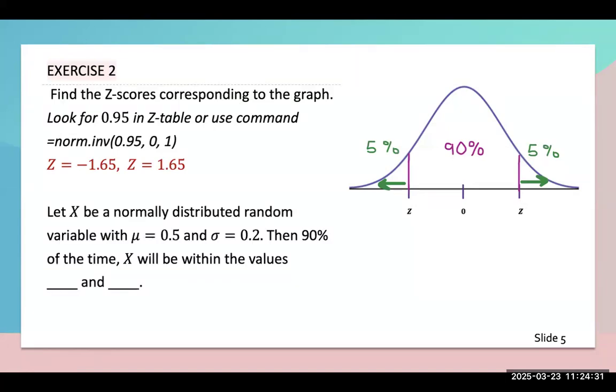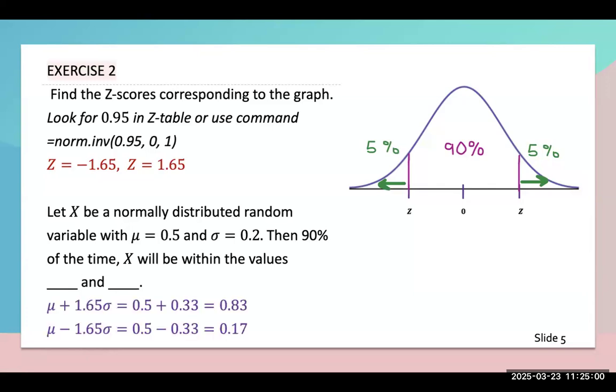And now let x be a normally distributed random variable with mu equal to 0.5 and sigma equal to 0.2. Then 90% of the time, x will be within the values what and what. So maybe pause the video and see if you can find the two values. So we need to take our standard deviation and multiply it by the 1.65. Then we're going to add and subtract that number from 0.5.